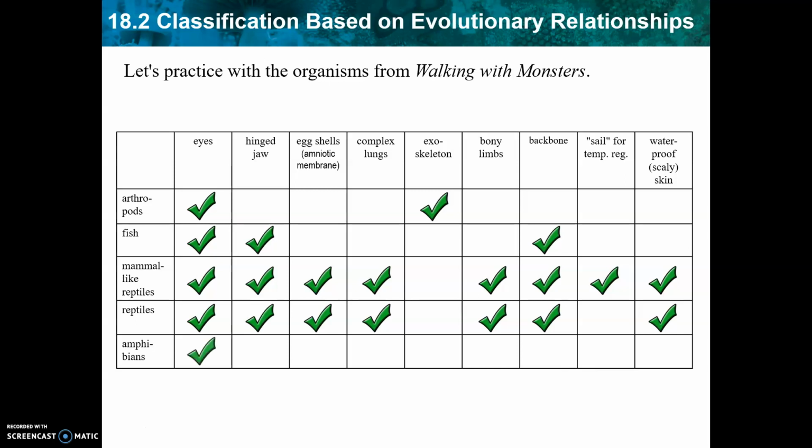So finally, amphibians. As we look at the amphibians, they are lacking 2 key traits: the amniotic membrane and that waterproof skin. That's really what defines amphibians as being different from reptiles. Reptiles can live on land because they have that waterproof skin. They won't dry out. Amphibians have to stay near water because they will dry out if they don't have access to that water to keep their skin moist.